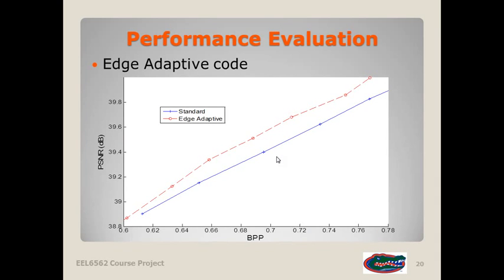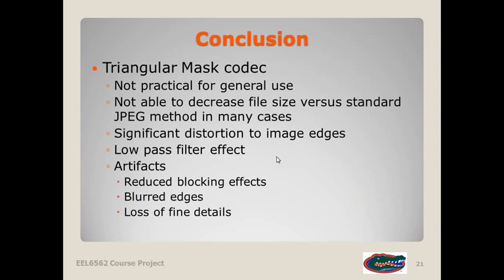In conclusion, the triangular mask codec did not perform well at all. It was not practical for general use and was not consistently able to decrease file size versus the standard JPEG method. There was significant distortion to the image edges, and the implementation created a low-pass filter effect on the decoded images. Artifacts for the triangular mask included the reduction of blocking effects, but an increase in blurred edges and loss of fine details.